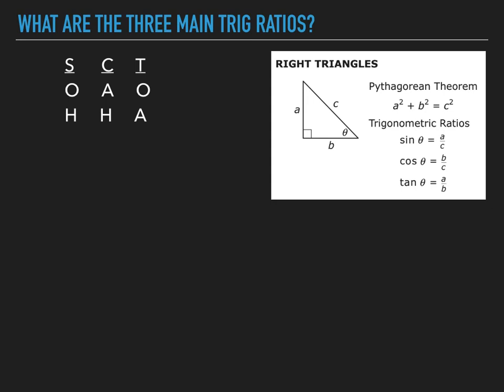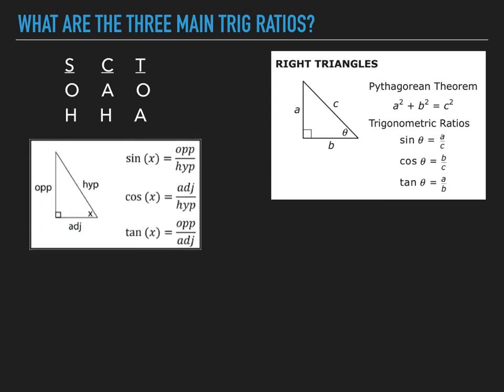Using those 3 words from the previous screen, sine is the opposite over the hypotenuse. Now double check in my little graphic here. Is the sine of theta the opposite of theta over the hypotenuse of the triangle? It is. Cosine then is the adjacent over the hypotenuse. And tangent doesn't involve the hypotenuse at all. Tangent involves a ratio of opposite over adjacent.